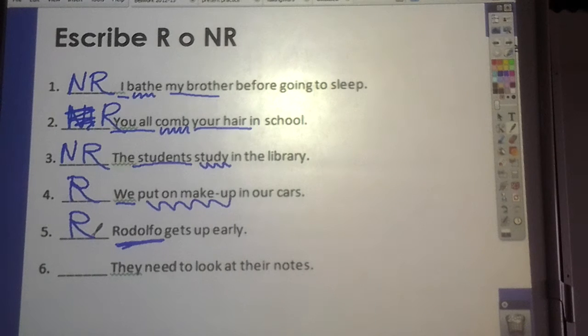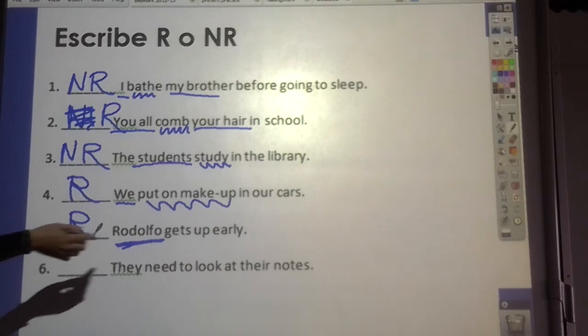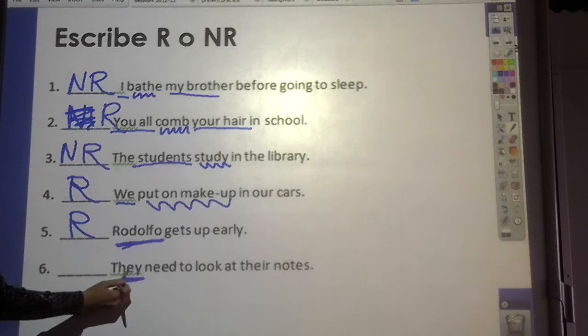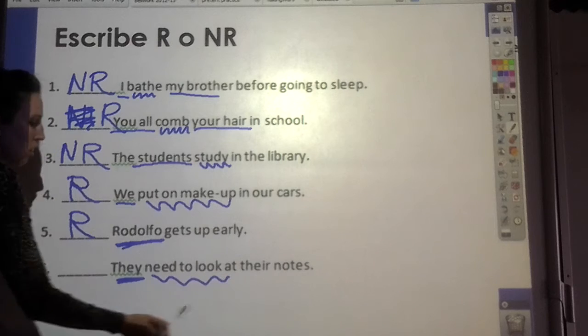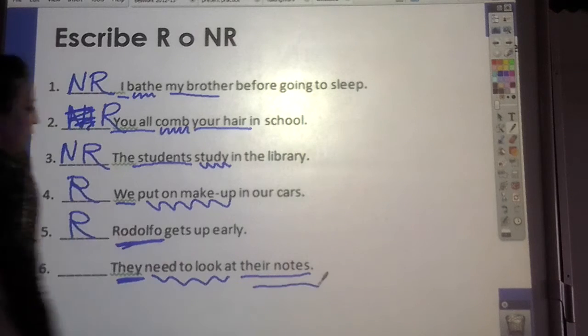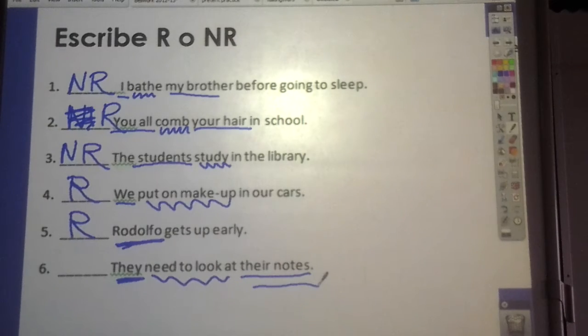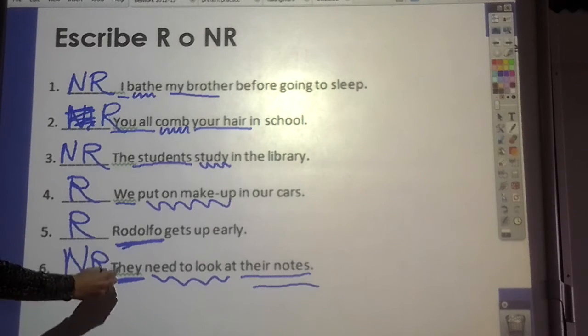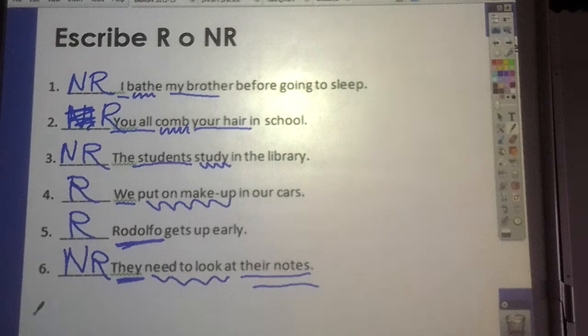And then finally in number six, they need to look at their notes. Who's doing the looking? They need to look. And who or what is it happening to? It's happening to their notes. Now, that's not themselves exactly, and it's not anywhere on their body, so that would not be reflexive because it's not happening directly to them. Okay?